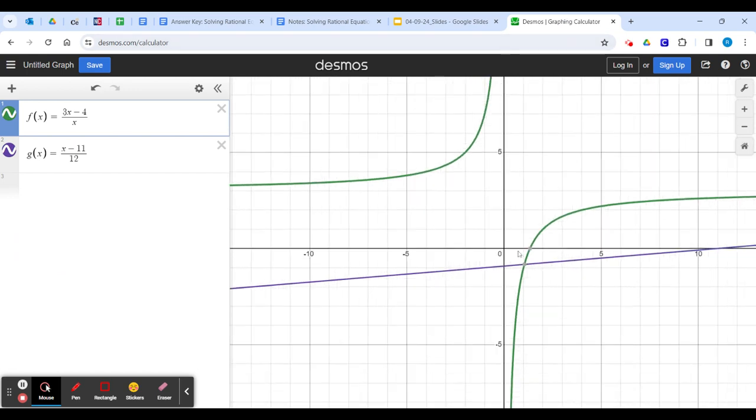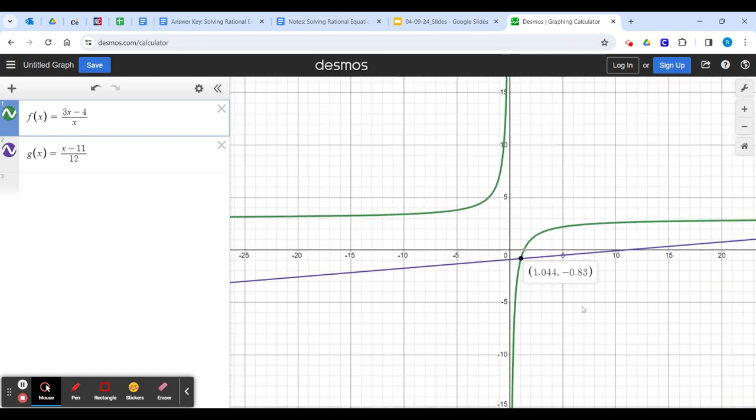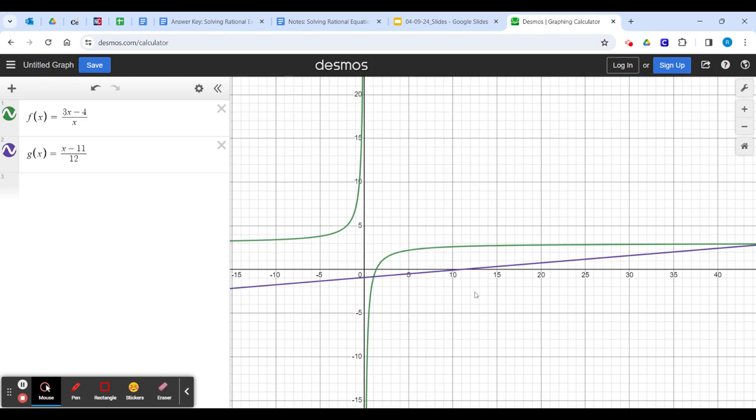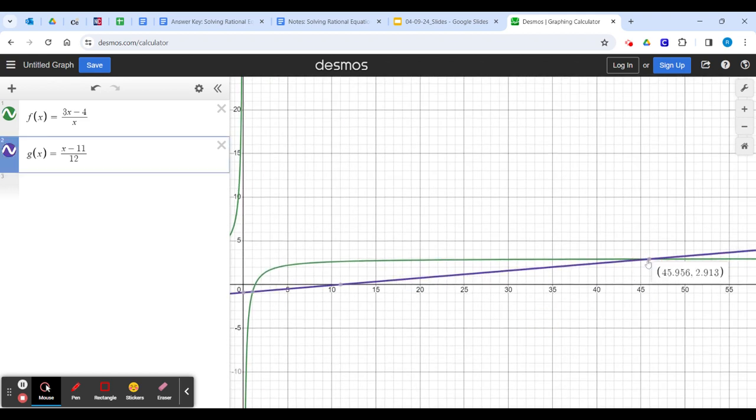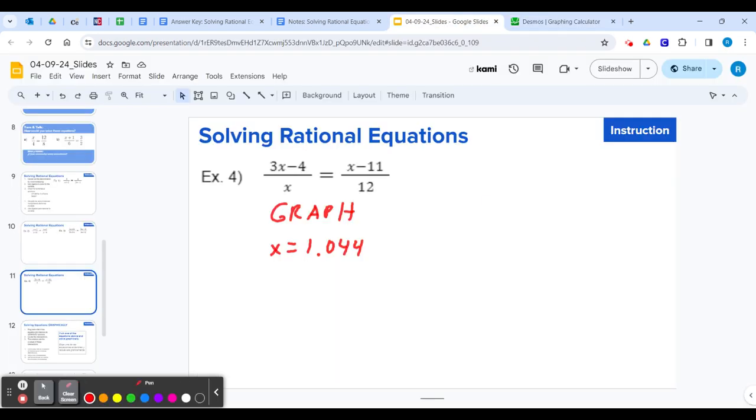And let me explore a little more, see if I have any other solutions. I'm going to keep that highlighted on there. It looks like I'm about to have an intersection as I scroll right. So as I do that, boom, we also have this spot at 45.956. That works out. So x also equals 45.956.